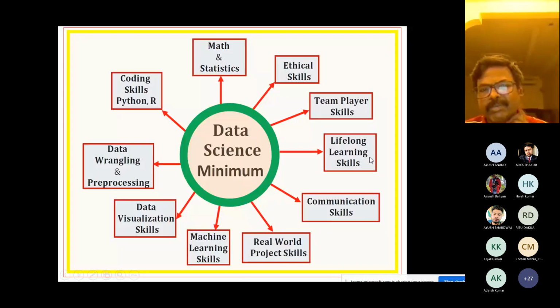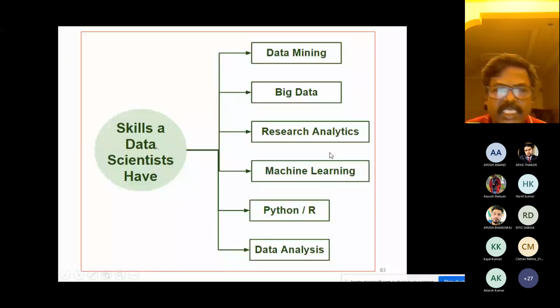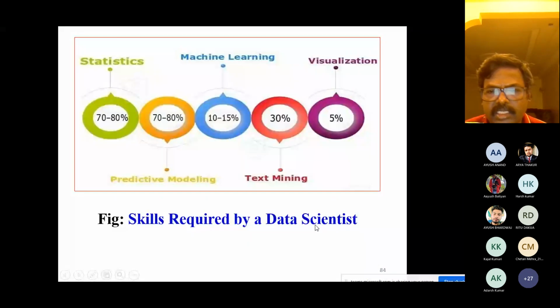Then the minimum subjects you need for data science: mathematics and statistics, coding skills like Python or R, data wrangling and pre-processing, data visualization skills, machine learning skills, real world project skills, communication skills, lifelong learning skills, team player skills, ethical skills, etc. So the skills a data scientist has: data mining, big data, research analytics, machine learning, Python or R, data analysis.